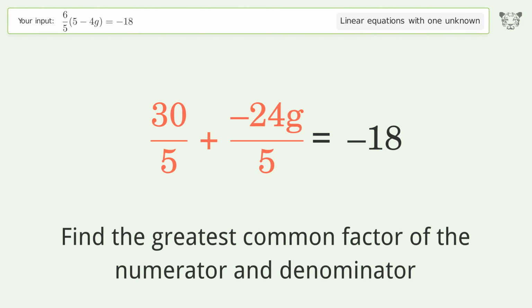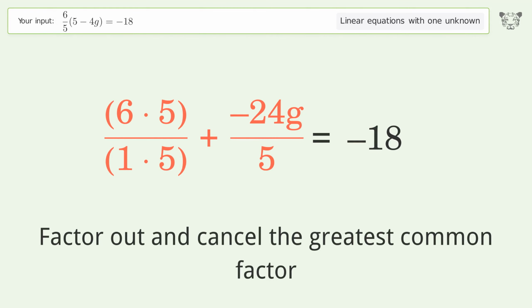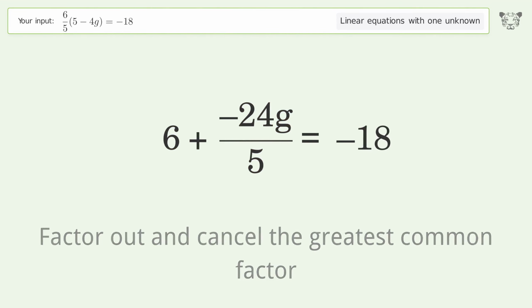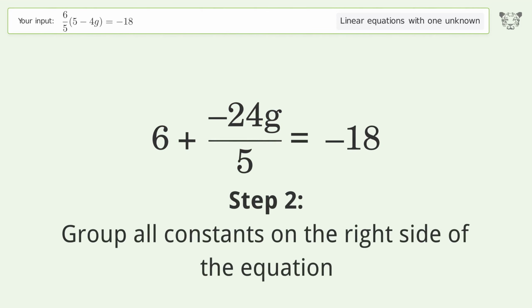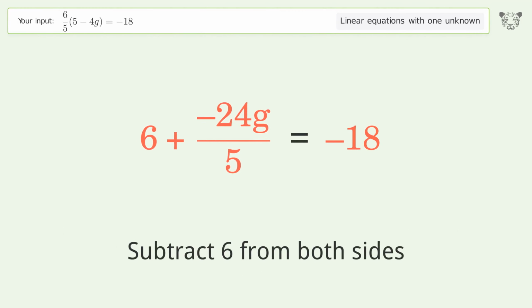Find the greatest common factor of the numerator and denominator. Factor out and cancel the greatest common factor. Group all constants on the right side of the equation. Subtract 6 from both sides.